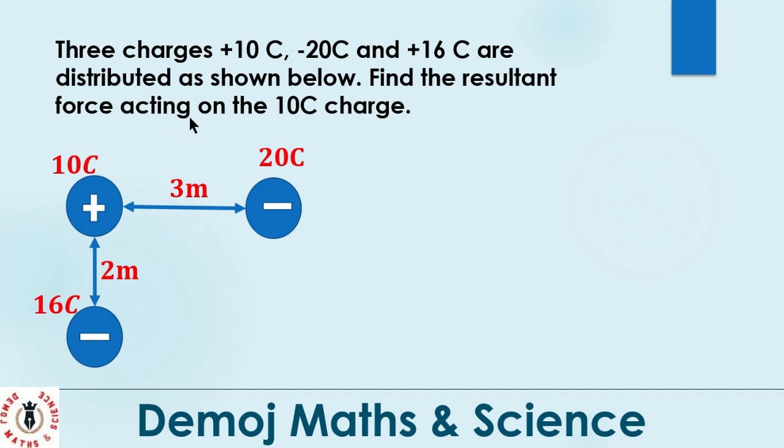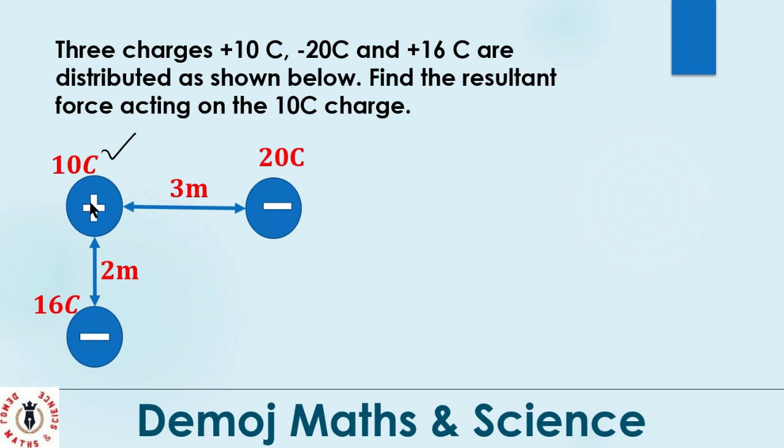Example says we have three charges. One is positive 10, negative 20, and negative 16. They are distributed as shown, and what we have here is they form a right angled triangle. So we should find the resultant force acting on the 10 Coulomb charge. We're interested in the 10 Coulomb charge.